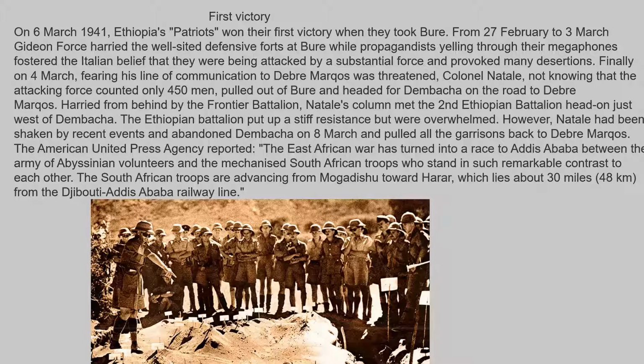The American United Press Agency reported the East African War has turned into a race to Addis Ababa between the army of Abyssinian volunteers and the mechanized South African troops, who stand in such remarkable contrast to each other. The South African troops are advancing from Mogadishu toward Harar, which lies about 30 miles, 48 kilometers from the Djibouti Addis Ababa railway line.